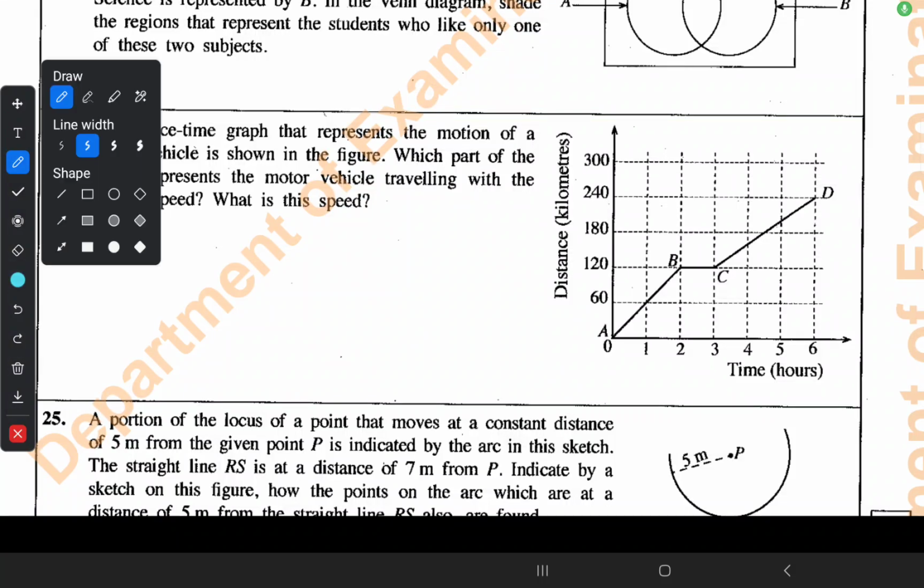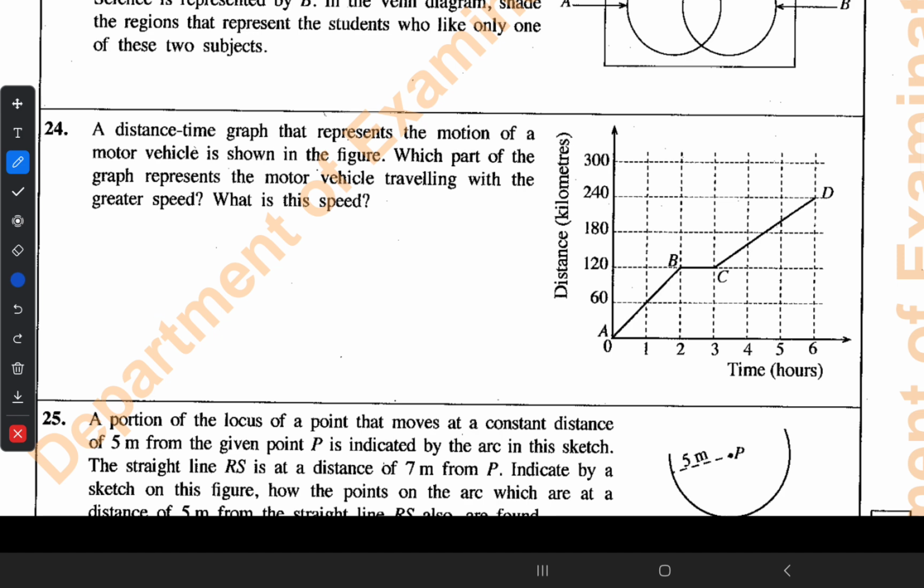In our 24th question, here you can see there is a distance-time graph given. The distance-time graph represents the motion of a motor vehicle. Which part of the graph represents the motor vehicle traveling with the greatest speed? What is the speed? There are two instances.